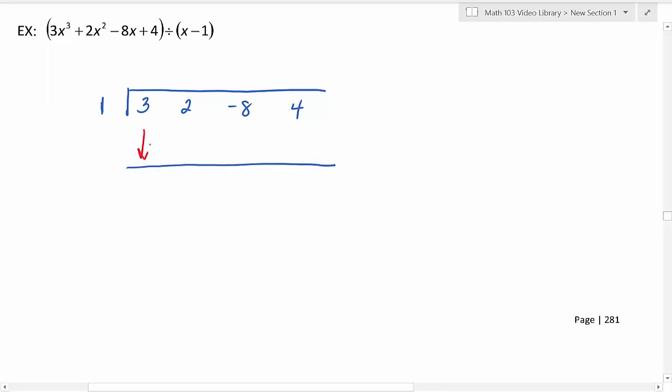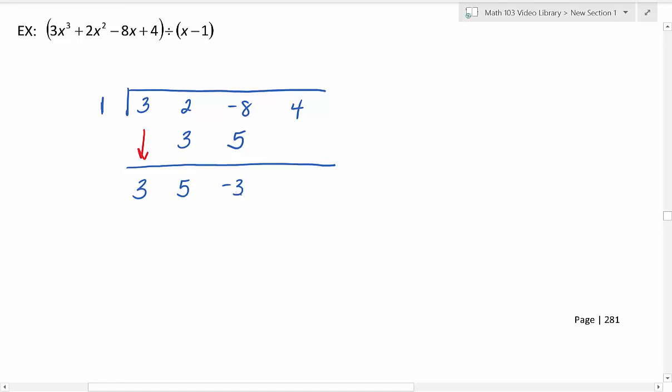We start by dropping our first number straight down. 3 will be the coefficient of the first term of our quotient. We're going to take that 3, multiply it by the 1 on the outside, get 3, put it under the 2. Add down. We get 5. 5 is the coefficient of the second term of our quotient. We're going to take that 5, multiply it by the 1 on the outside, get 5, put it under the negative 8. Add down. We get negative 3.